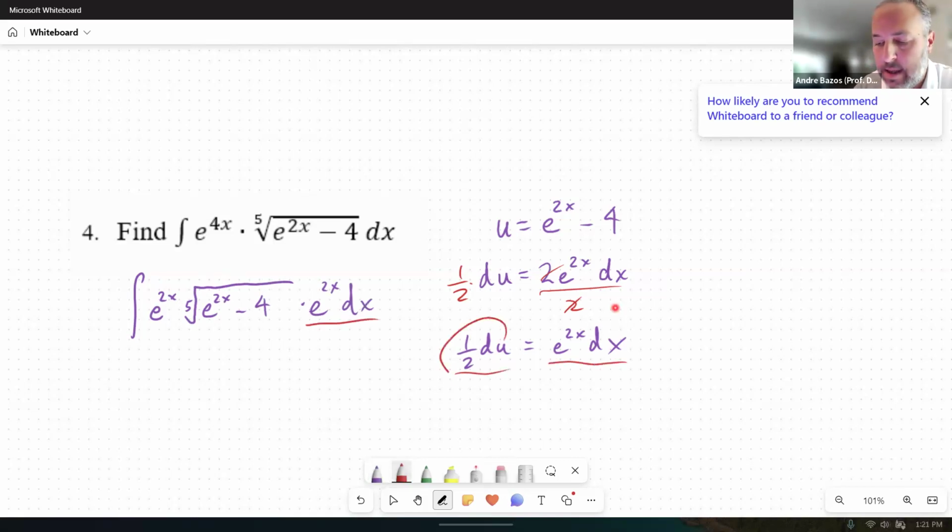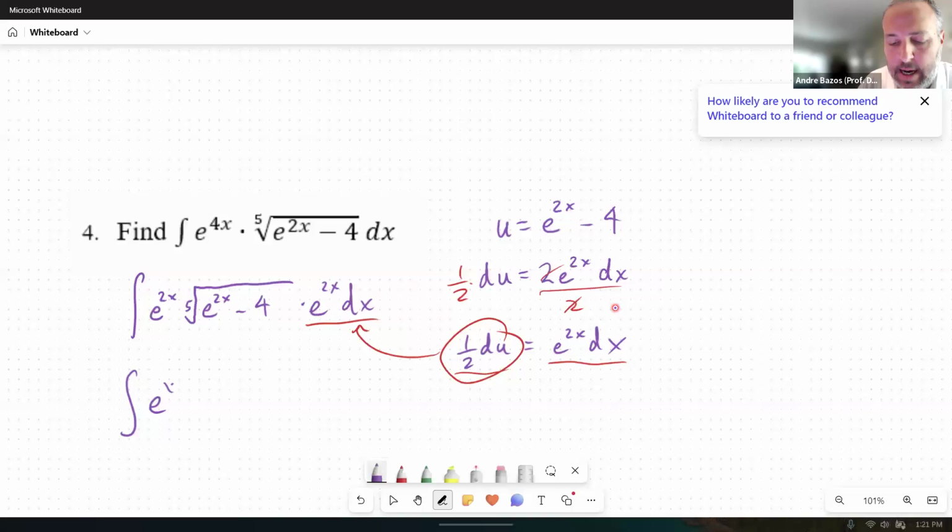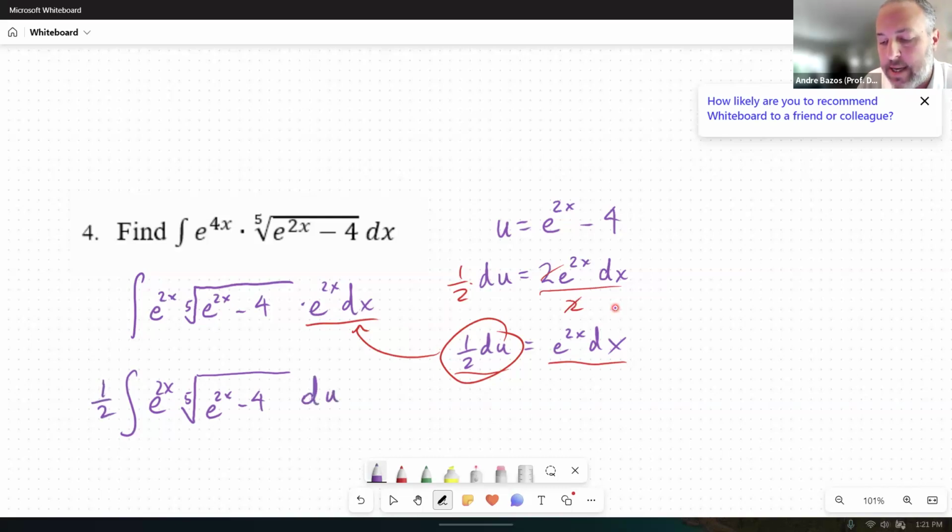And I can replace this with that, which is what I have to do, right? So what do I get? I get the integral of the fifth root of e to the 2x minus 4 times this 1/2 du. Let's pull the 1/2 out front. Du goes right there. Replace the dx. That's the thing we have to do no matter what. So let's go for the next step.